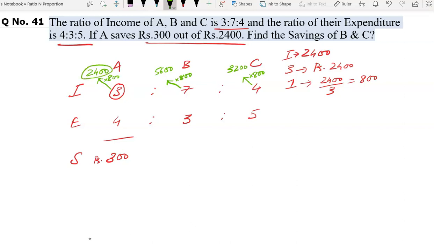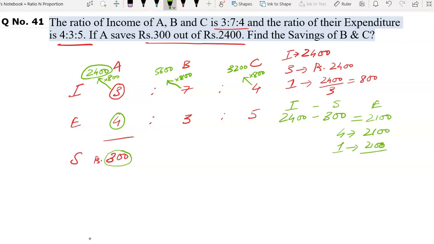Now in this question, income of A is 2400, saving is 300. Now if we subtract 300 from 2400, what we will get? Income minus saving will give us the expenditure. So expenditure will be how much? 2100. And the ratio of expenditure for A is how much? 4. So 4 units represent 2100. 1 unit will represent how much? 2100 divided by 4 is 525. So we can say 4 into 525 will give us 2100.